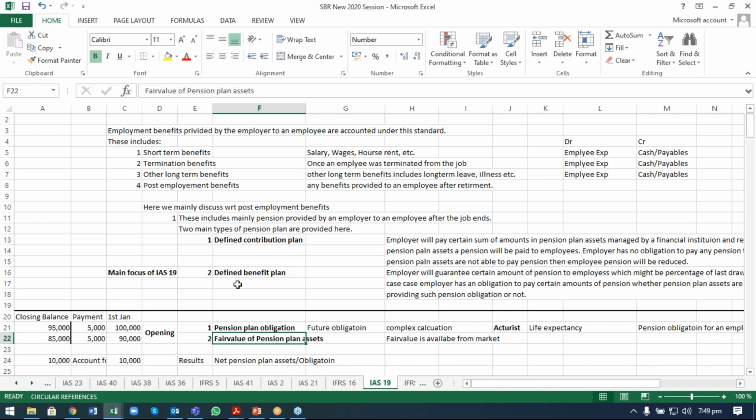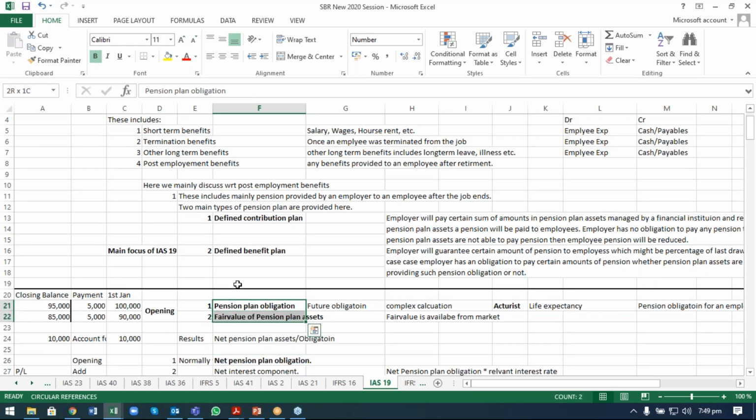Second, fair value of pension plan assets. This will always be given to you within the exam, and you're not supposed to calculate the fair value of any pension plan asset, because this is maintained by a pension plan fund manager, and the fund manager is going to give you the fair value of pension plan assets. If you net it off, you'll find the net pension plan assets or obligations. So the IAS 19 defined benefit pension plan calculation starts with this net pension plan assets or obligation.